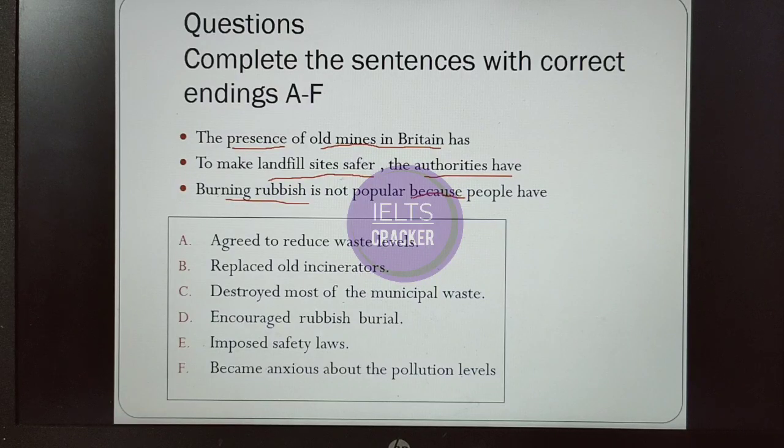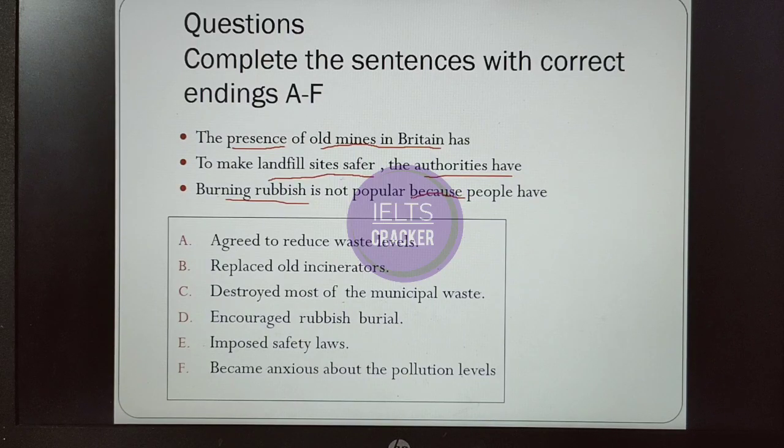So have they agreed with that? No. Second is replaced old incinerators. They haven't talked about that. Next is destroyed most of municipal waste. Have they destroyed? Next is encouraged burial. Yes guys, this can be the answer, because in the first para we read that they had the mines where they used to dispose of the waste. Next is impose safety laws. They haven't talked about whether that old mines were connected with some safety laws or not. Next is the last option, that is became anxious about pollution levels.